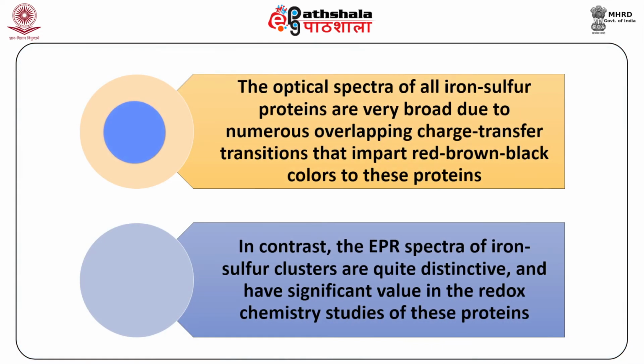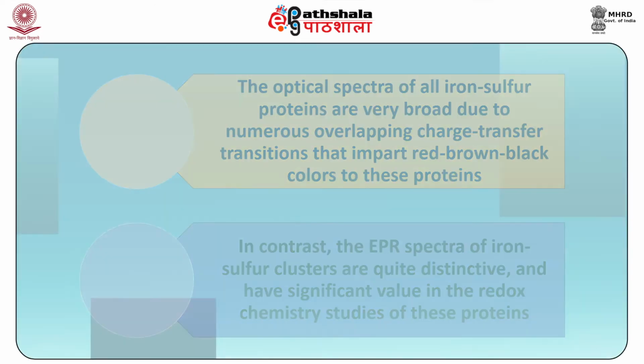The optical spectra of all iron sulfur proteins are very broad due to numerous overlapping charge transfer transitions that impart red, brown, black colors to these proteins. In contrast, the EPR spectra of iron sulfur clusters are quite distinctive and have significant value in the redox chemistry studies of these proteins.